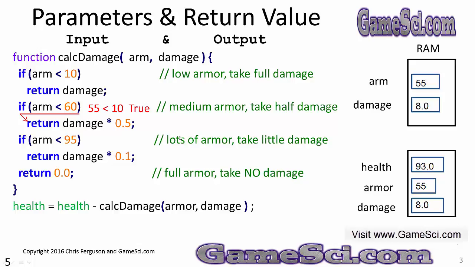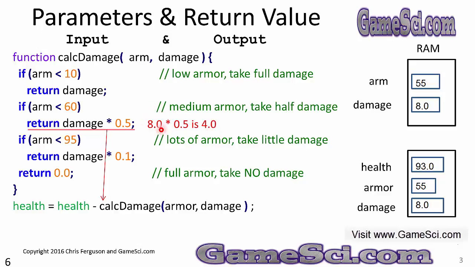Turns out, if we have very little armament, we want to take full damage when we get hit. If we have some armament, medium armament, we want to take half the damage. So what we're going to do is calculate slightly less damage. The more armor we have, the less damage we should take. So that's what this function is doing. It's calculating how much damage the player should take depending on the amount of armor.